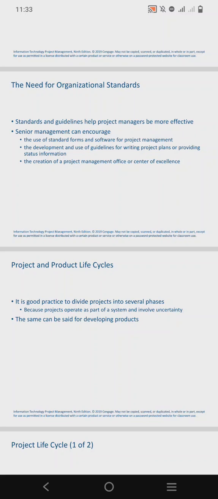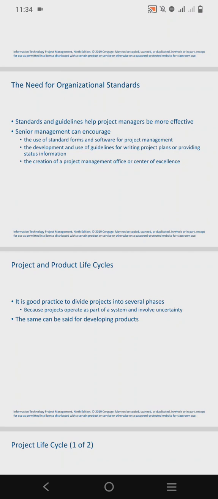There is a need for organizational standards. Following standards results in improved products and services, as well as an enhancement in the performance level of the organization.